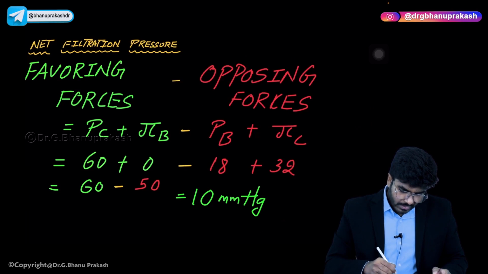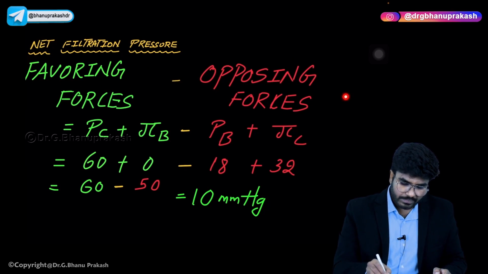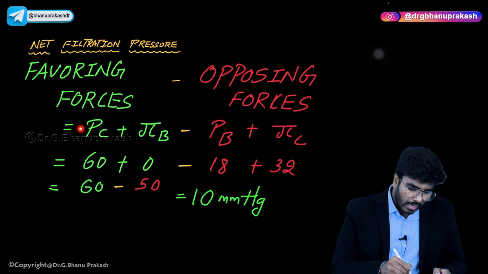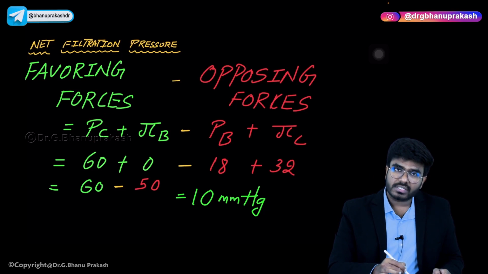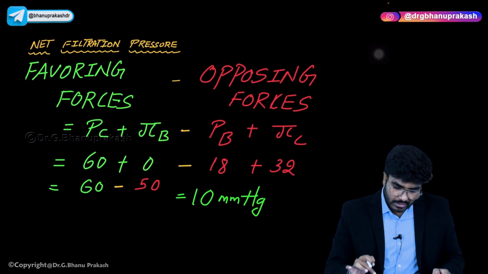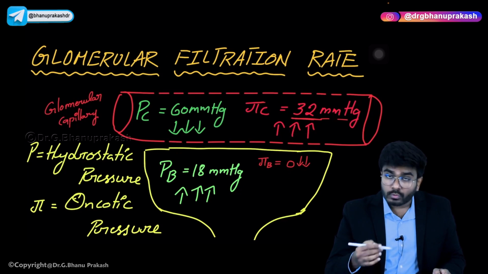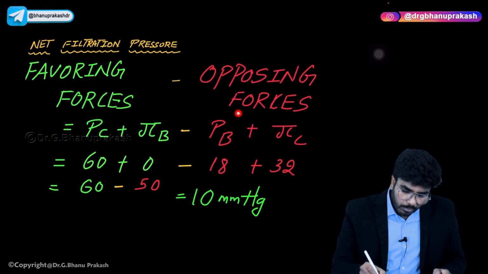What is the formula? The formula is favoring forces minus opposing forces. We have seen what the favoring forces are. The favoring forces are the hydrostatic pressure in the capillary, and the osmotic pressure in the Bowman's capsule. This osmotic pressure in the Bowman's capsule wants the fluid towards itself, but anyway it's 0. Okay, you can neglect it. And what are the opposing forces?